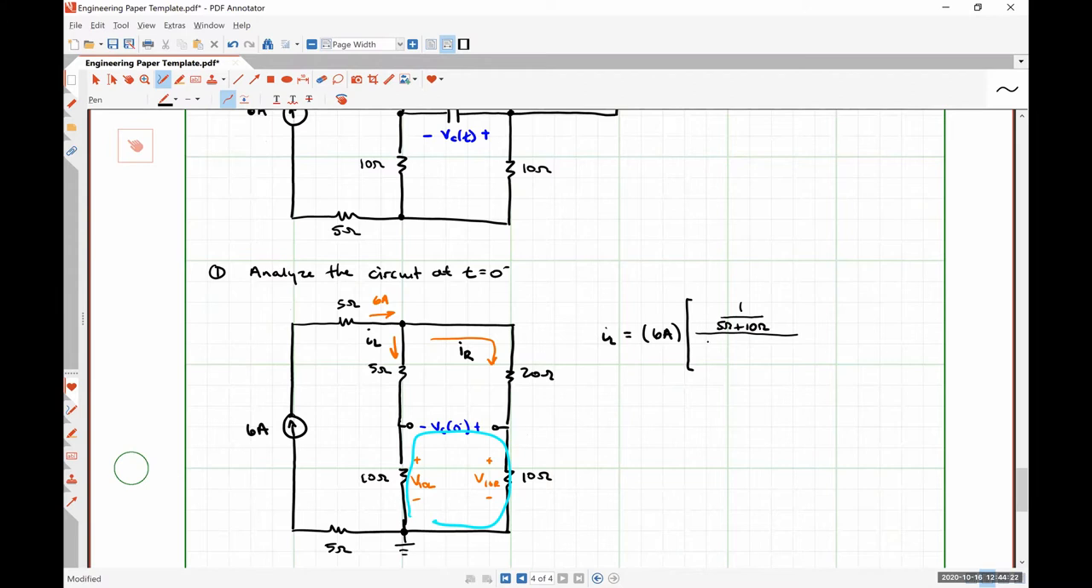And in our denominator, we'll have 1/(5 ohms plus 10 ohms) plus 1/(20 ohms plus 10 ohms). And this is going to give us some number, so let's take a moment to calculate what that is.